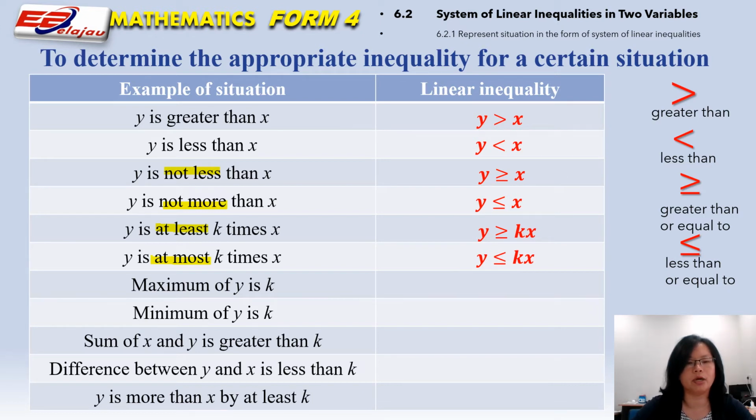How about the maximum of y is k? Maximum of y means y is always not greater than k or equal to k. Means we can write it as y is less than or equal to k. Next, minimum of y is k. We can write it as y is less than or equal to k.